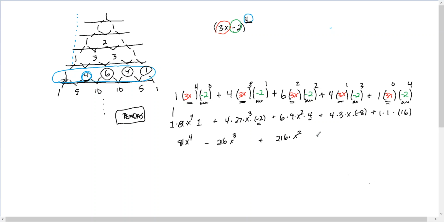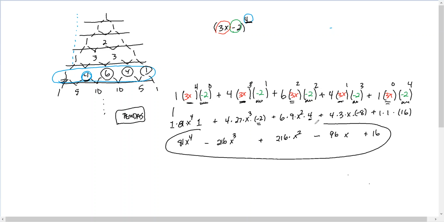X squared. And then here I have 4 times 3 times negative 8. I'll take the 3 times the 8 is 24. And I'll double it twice, 48, 96. Oh, and it's a negative because of that negative on the 8. So I'm going to change that to a negative. Here's my x. And finally, something that's easy to multiply, 16. So as long as I did my multiplication correctly, this should be the correct answer.